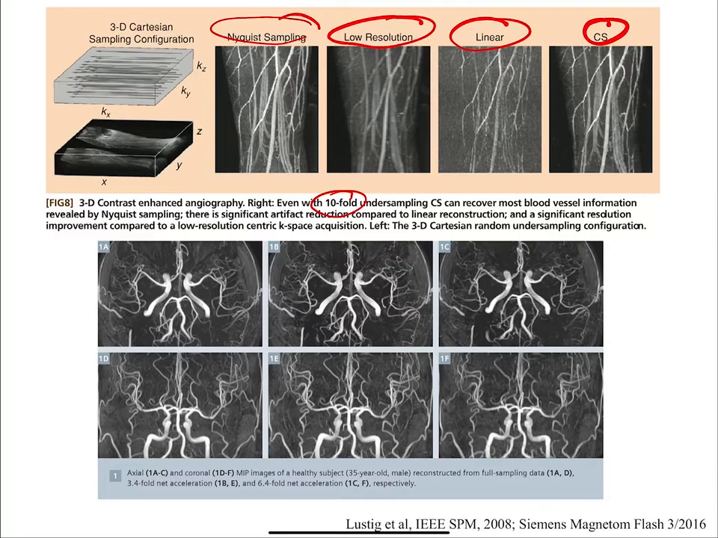Here, once again, these are angios on the bottom. So, full sampling of the data. That's what the image should look like. In this row, we've gone by a factor of 3.4. Here we've gone by a factor of 6.4. So we've gone 6 times as fast in that last column, but arguably most of the information that you care about is still there. So that's a huge gain, right? You can go from a 10-minute scan to a 1.5-minute scan. And so that's really important for some applications.